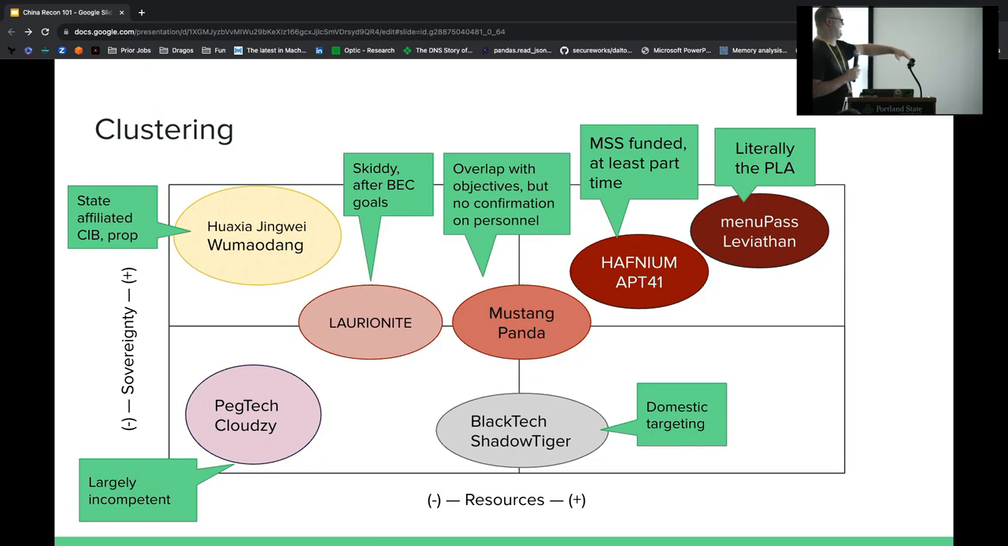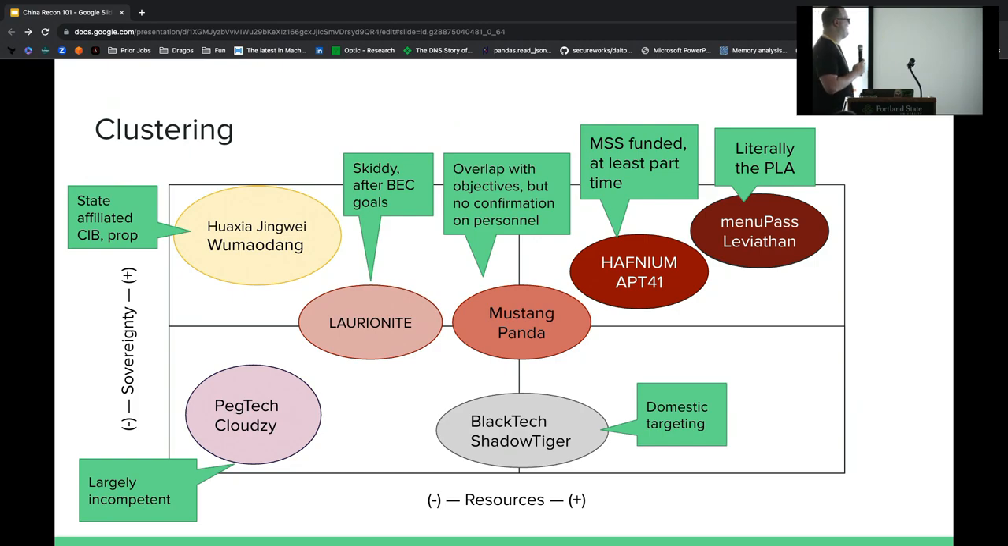At the very bottom, you have Black Tech and Shadow Tiger, who, as far as I can tell, do some domestic targeting in the PRC, which means that they want money, but also are perhaps not at the beck and call of the state. And then you have the line going down. You have Menupass and Leviathan, which we know literally to be the PLA in some sort of way. Below them is Hafnium and APT41, which bloggers and threat research have shown are, at least some population, MSS funded, so we can say they're some degree of part-time.